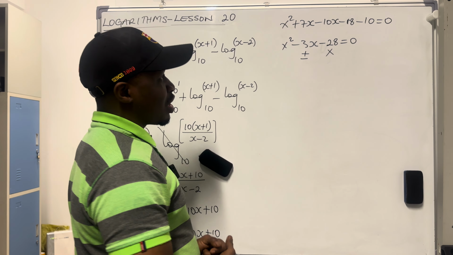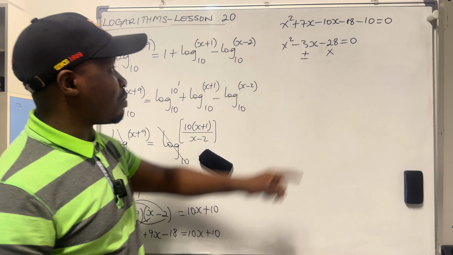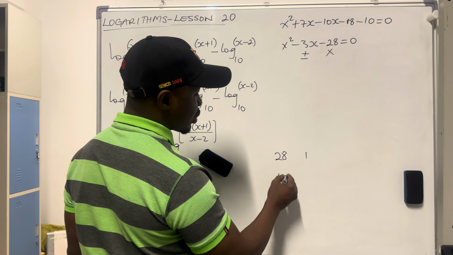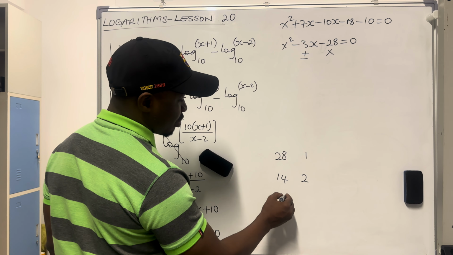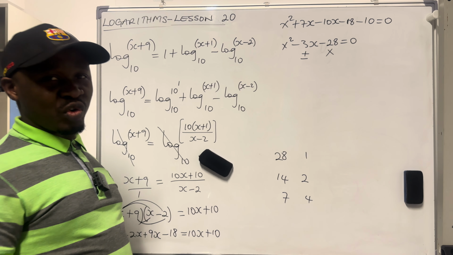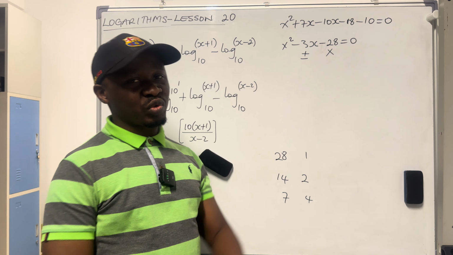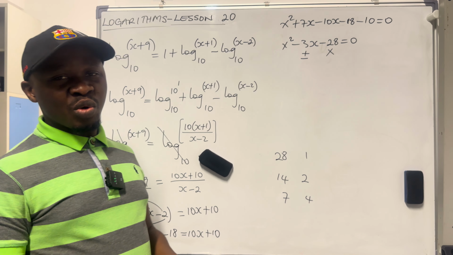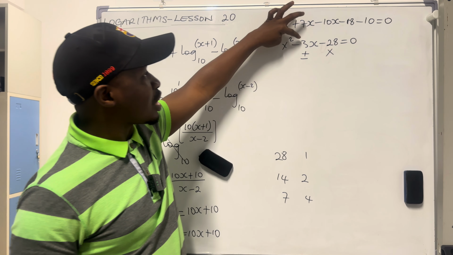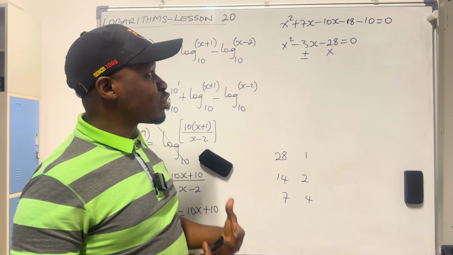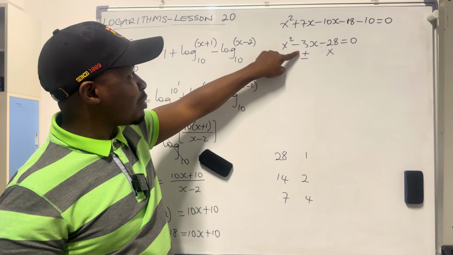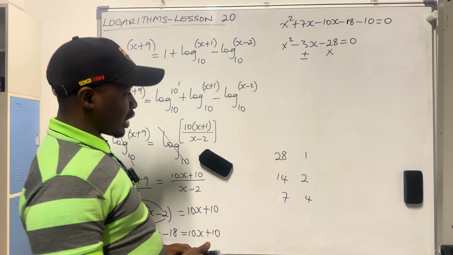Considering numbers we multiply to give us 28, they are 28 and 1, 14 and 2, 7 and 4. These are the three sets of numbers you can multiply to give you 28. But among these sets, we are only interested in the set that we can either add or subtract to give us 3.